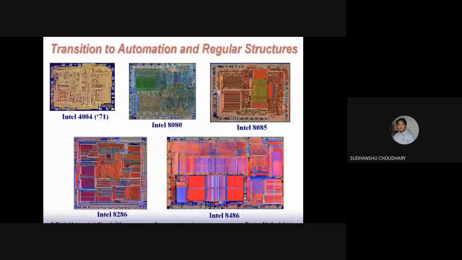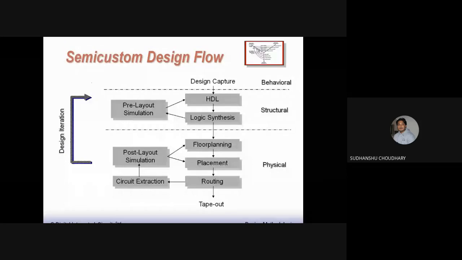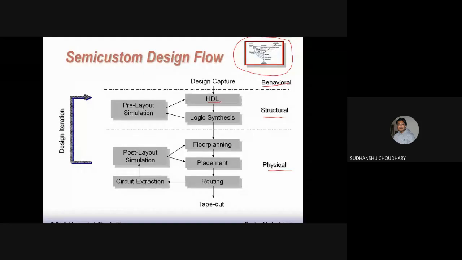So maybe I'll go back somewhere here. As I said, the semi-custom design flow or the IC design process traverses iteratively between the axes of the Y chart. That is the three axes we had seen: behavioral, structural, and physical. So based on the specifications or behavior, we try to capture the design. We write the HDL code and then perform logic synthesis from the HDL code. That is actually the structural part.